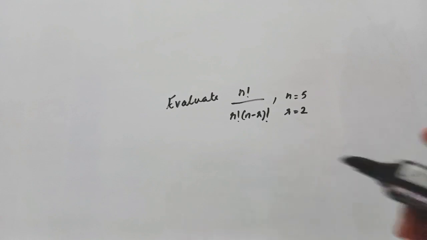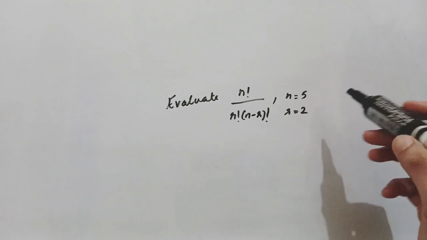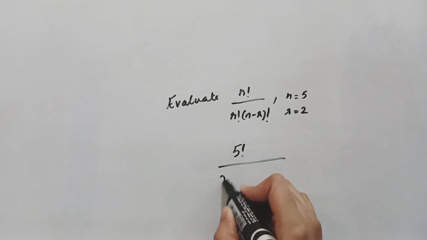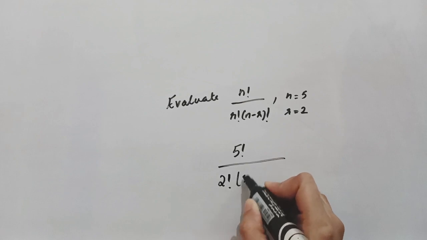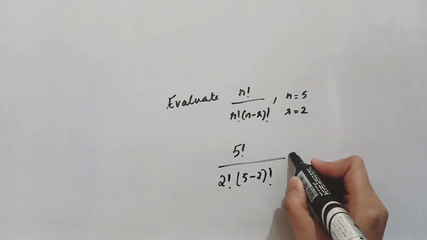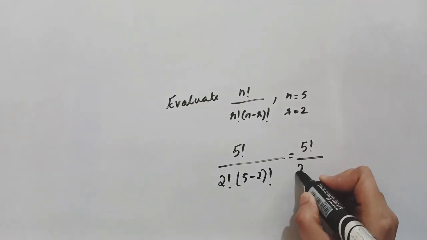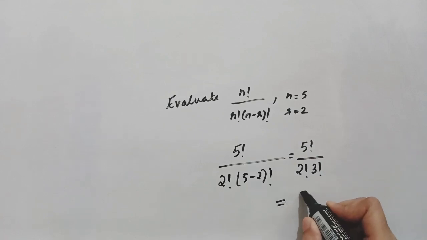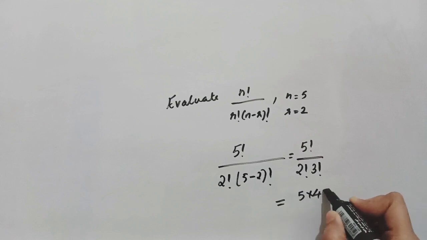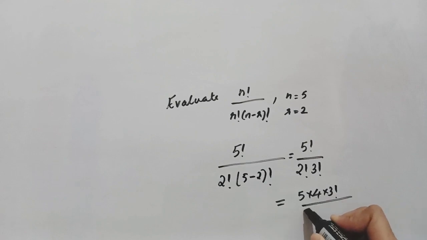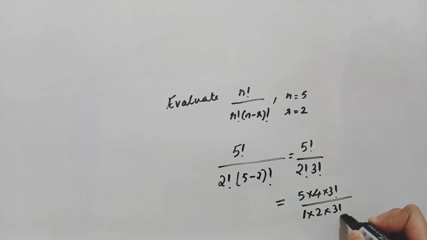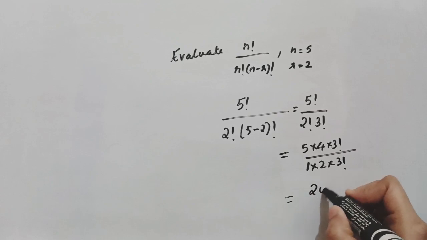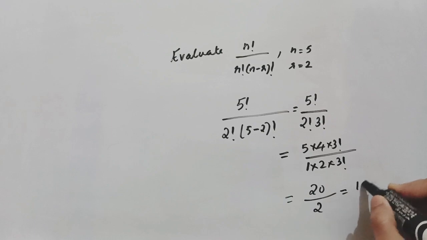Next, evaluate n factorial divided by r factorial into n minus r factorial when n equal to 5 and r equal to 2. Therefore, we can write 5 factorial divided by 2 factorial into 5 minus 2 factorial, which is equal to 5 factorial divided by 2 factorial into 3 factorial, which can be evaluated as 5 into 4 into 3 factorial divided by 1 into 2 into 3 factorial. 3 factorial gets cancelled. You can write 5 into 4, 20 divided by 2, which is equal to 10.